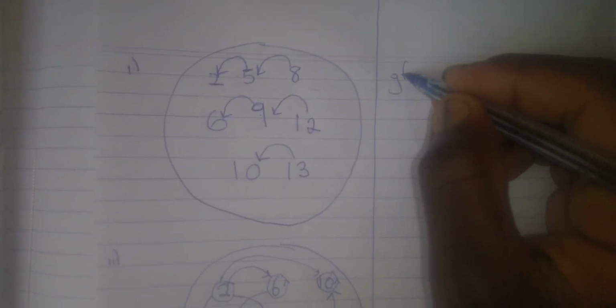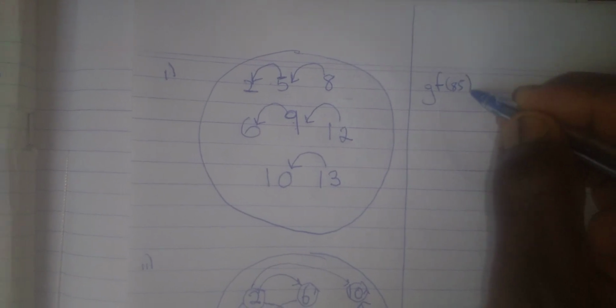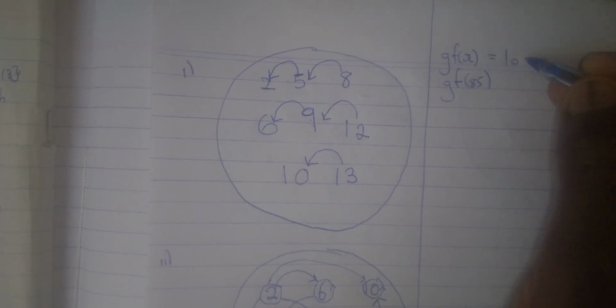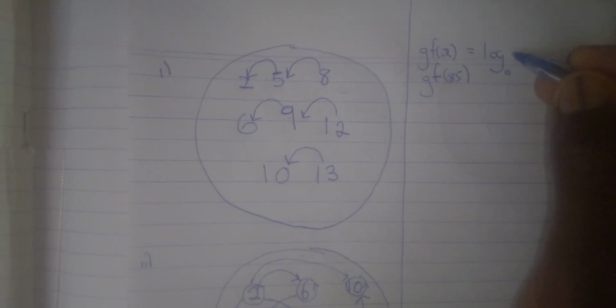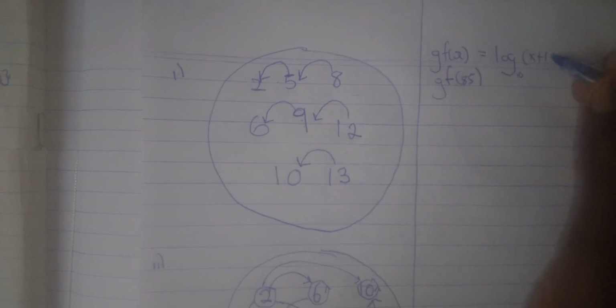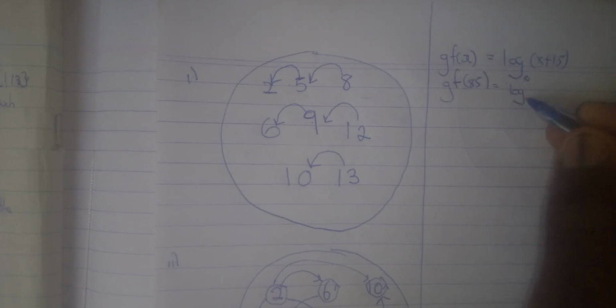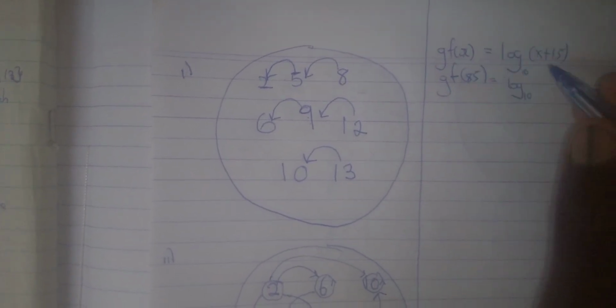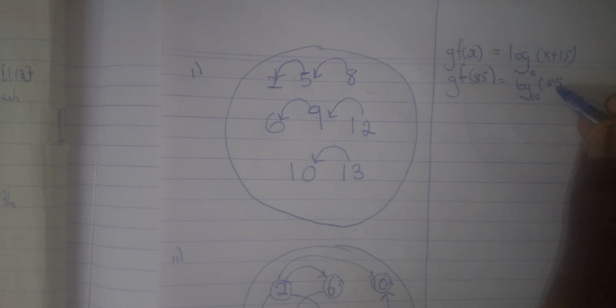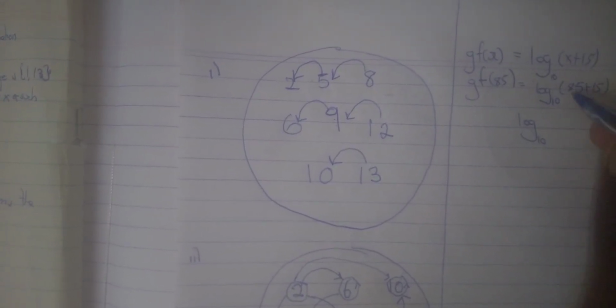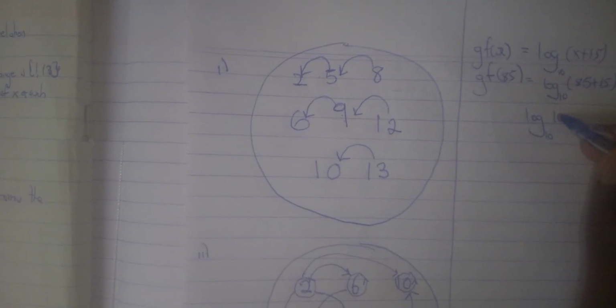So our g f of 85. You remember we have gotten our g f of x, which was log 10 into x plus 15. So we shall have g f of 85 as log 10, where we see x, we put there 85. So this is 85 plus 15. This will give us log 10 of 100, since 85 plus 15 is 100.